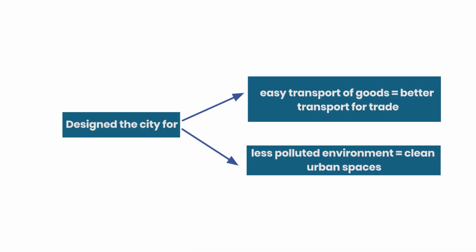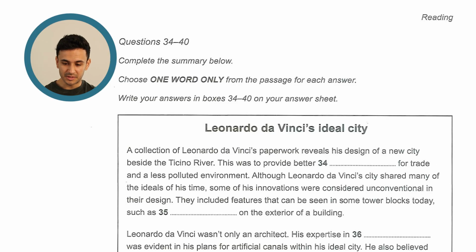So that's what he designed the city for, and I can already see my word, which is the transport, because the second part is already mentioned. The urban clean spaces here is more of a less polluted environment. So that refers to the urban space, and he designed it for easy transport, better transport for trade and less polluted environment. So that was my sentence. I could already get the keyword from there, and I'm gonna put here transport.